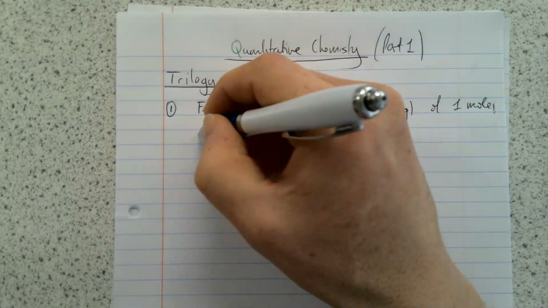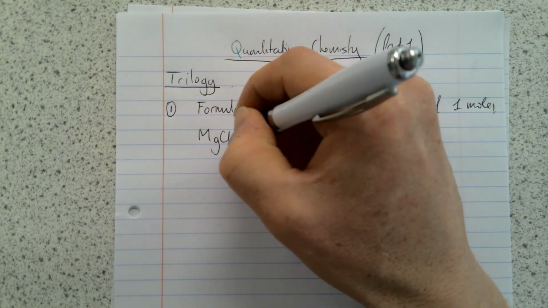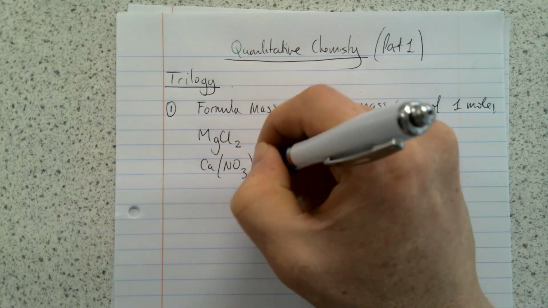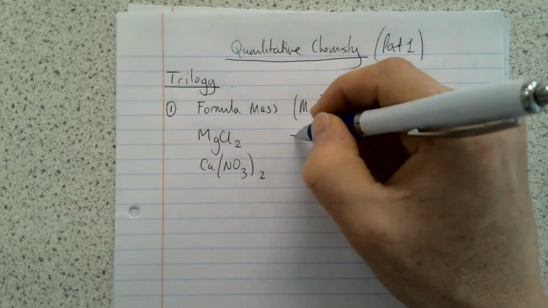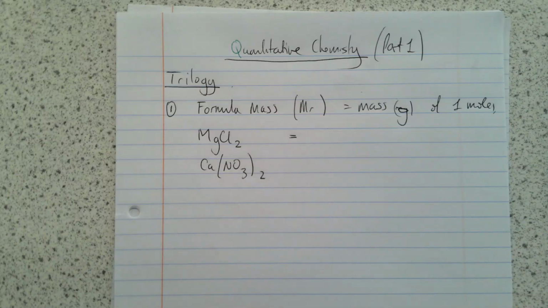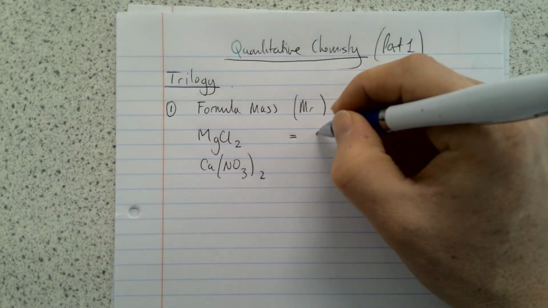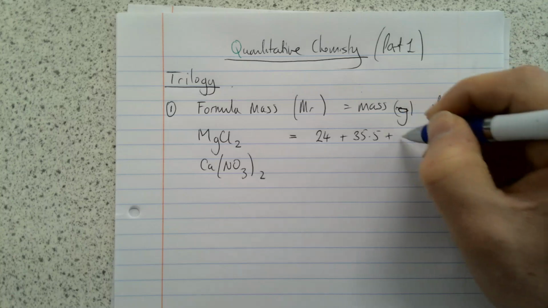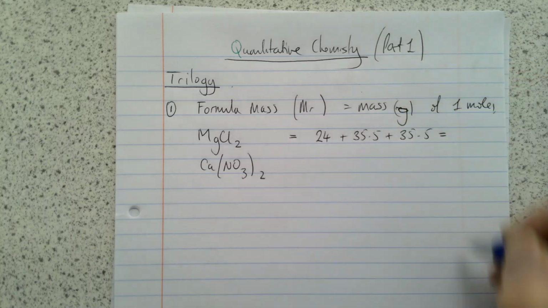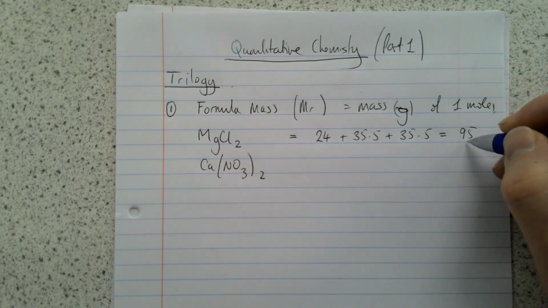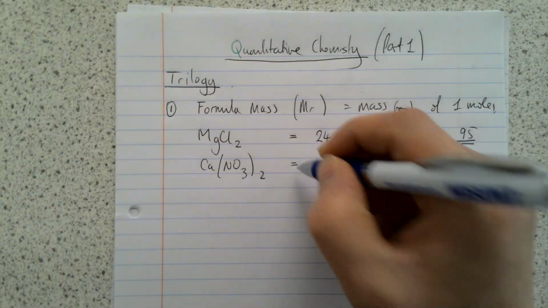The kind of thing you'd have to do is maybe work out the formula mass of magnesium chloride, or another one, calcium nitrate. For that, all you've got to do is add together the atomic masses of all the elements in the compound. So magnesium is 24, and there are 2 chlorides, so 35.5 and 35.5, which is the atomic mass you find on the periodic table. So 71, add 24, comes to 95. Okay, so that's how you do that. We'll practice this in an exam question in a bit.